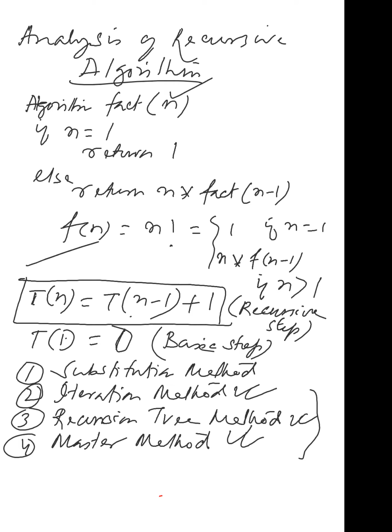For methods number 2, 3, 4, the function can be written in the form T(n) is equal to a T(n/b) plus f(n). If the function is like this, T(n) is equal to a times T(n/b) plus f(n), then only we can use either the iteration method or recursion tree method or the master method. It is not like T(n) is equal to T(n-1). So the substitution method is good for solving such type of recurrence, T(n) is equal to T(n-1) plus 1.